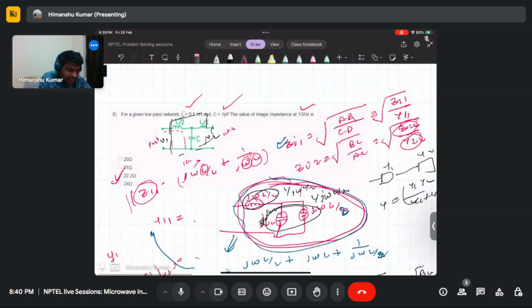I think I don't have the answer currently. I will let you know in the next class exactly why the image impedance. Maybe I will just look at it.